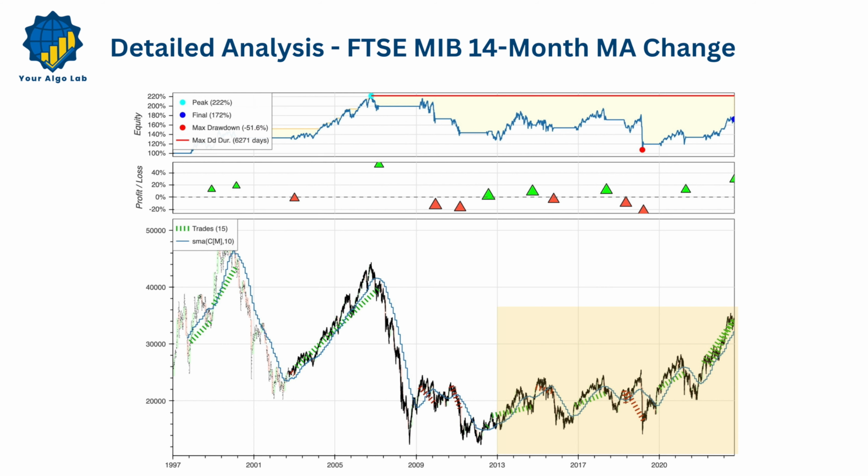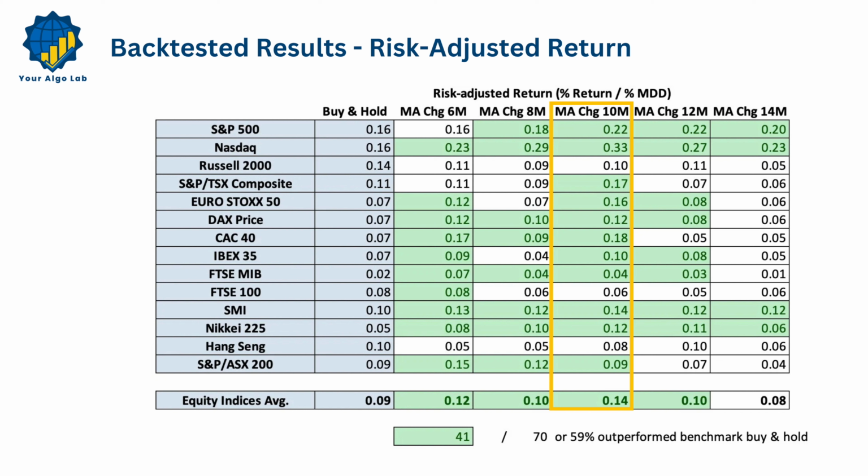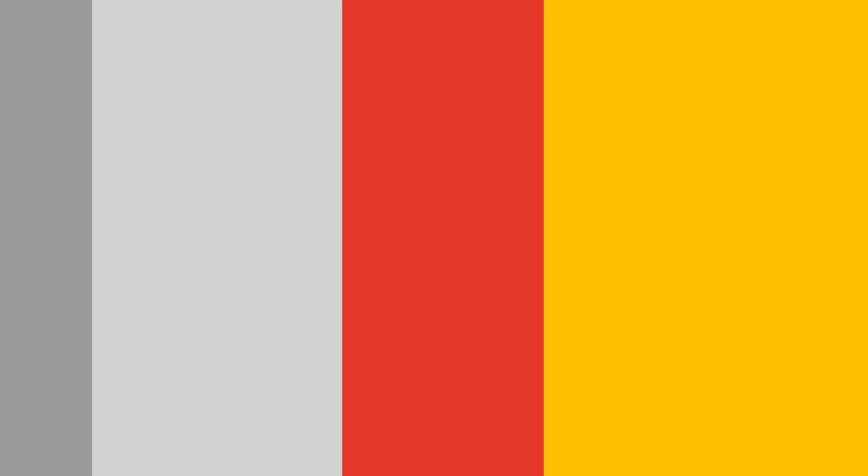strategy's underperformance. To wrap it up, today we ran a grid search on our monthly moving average change strategies across all global equity indices. While the strategy didn't enhance absolute returns, it did improve risk-adjusted returns. In the next episode, we will backtest the moving average crossover strategy on other asset classes, including fixed income, commodities, currencies, and cryptos. Be sure to check out our other videos.